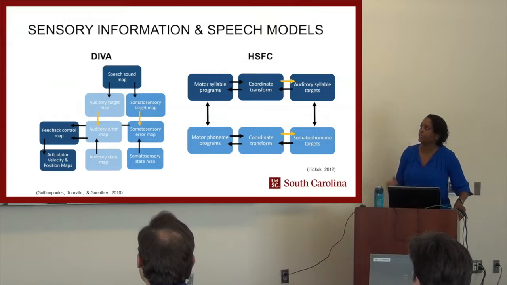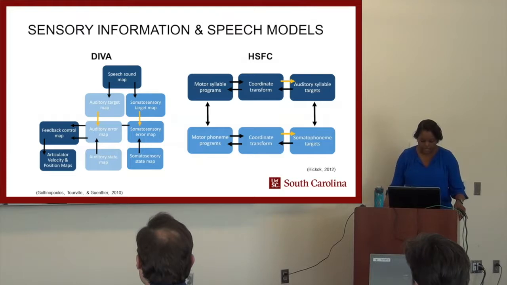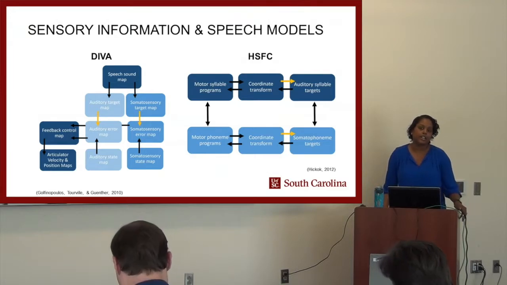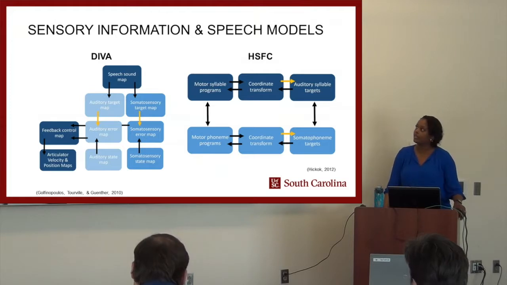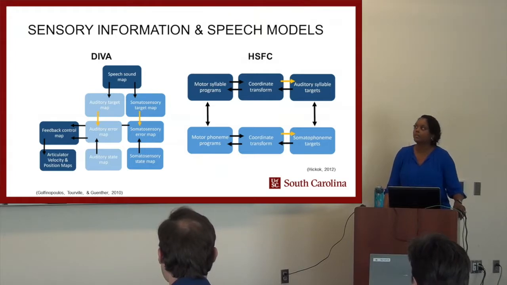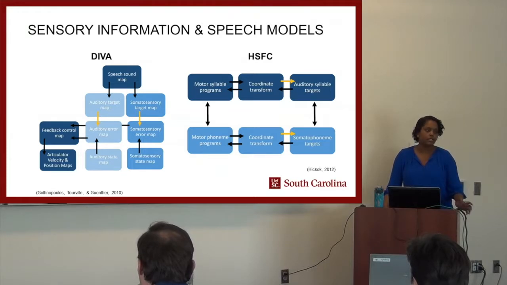So here we have just two schematics of commonly cited models. On the left we have directions into velocities of articulators, or the DIVA model. This model unifies neuroimaging data with methods for computational modeling, and it includes both feedback and feed-forward control mechanisms that integrate while speaking. On the right, you have the hierarchical state feedback control model. This synthesizes models of motor control, particularly those that include internal forward models, as well as psycholinguistic models such as the two-stage model.